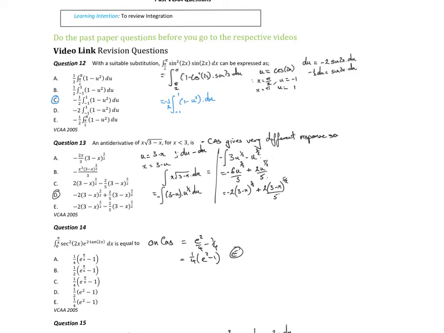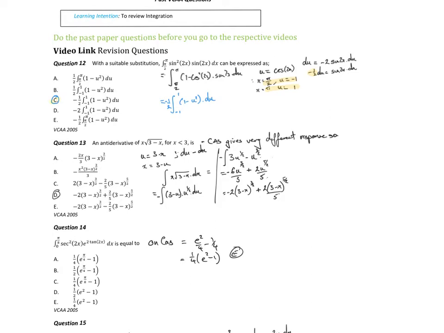Obviously with question 12, we just have to use our U substitutions. I think we're getting used to the process. We're changing the terminals to make sure they match off. The little negative a half there, we make sure we bring it into everything. Just pay attention to detail.